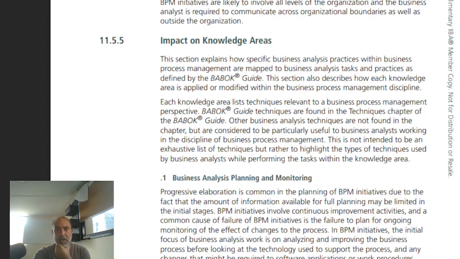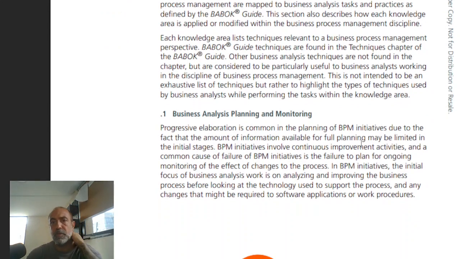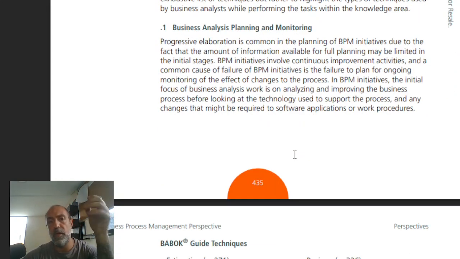And last but not least, impact on knowledge areas. Look at that, we're almost done. Now, what about the impact on knowledge areas? This section explains what's useful to business analysts working on the discipline of business process management. It's not intended to be an exhaustive list, but we have six of them, right?